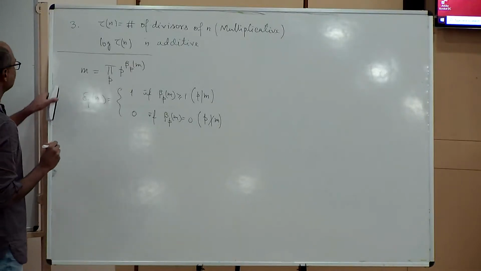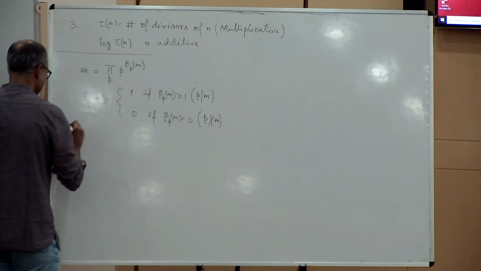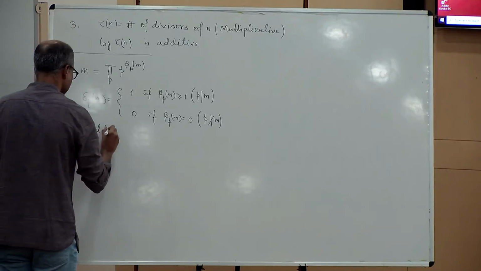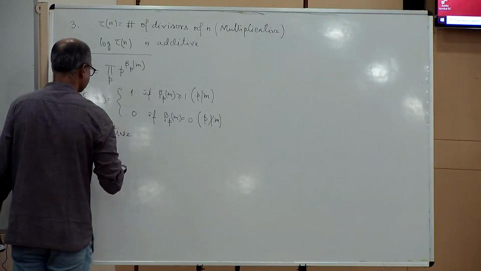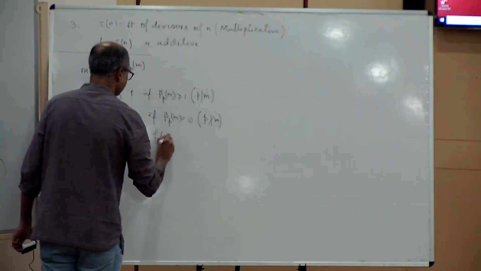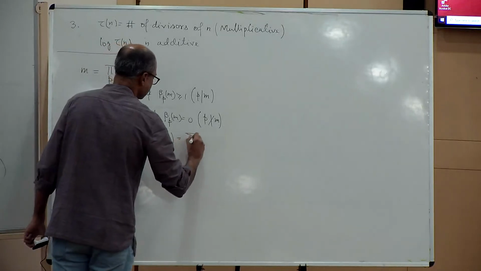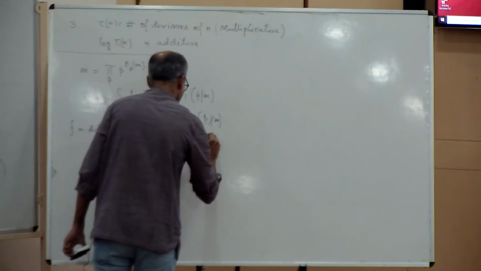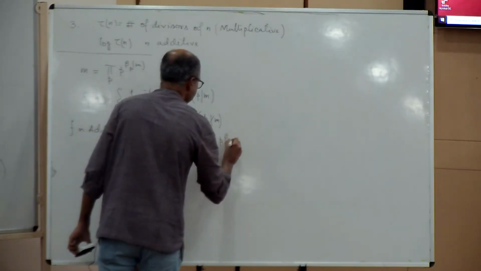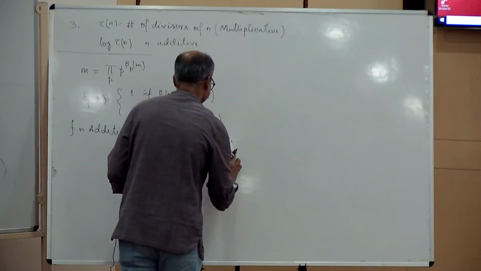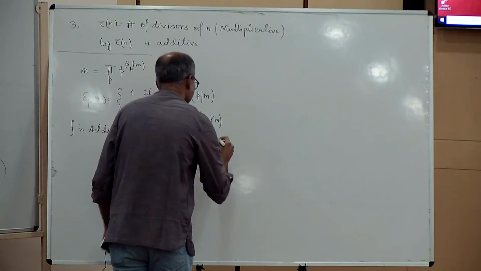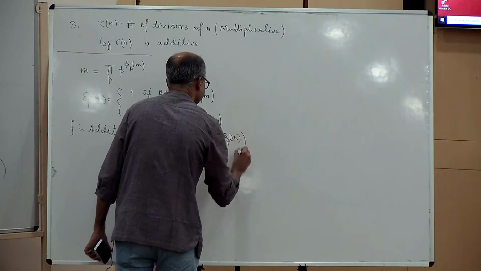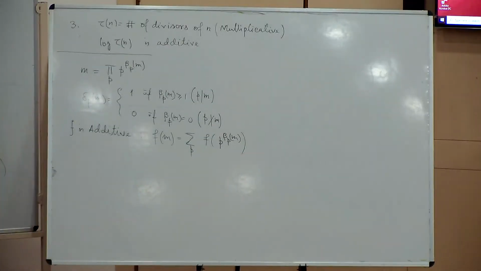Yeah. So, now how do I write an additive function? If f is additive, then f of m is going to be a sum over primes of f of p to the beta p of m. That is what you would get.